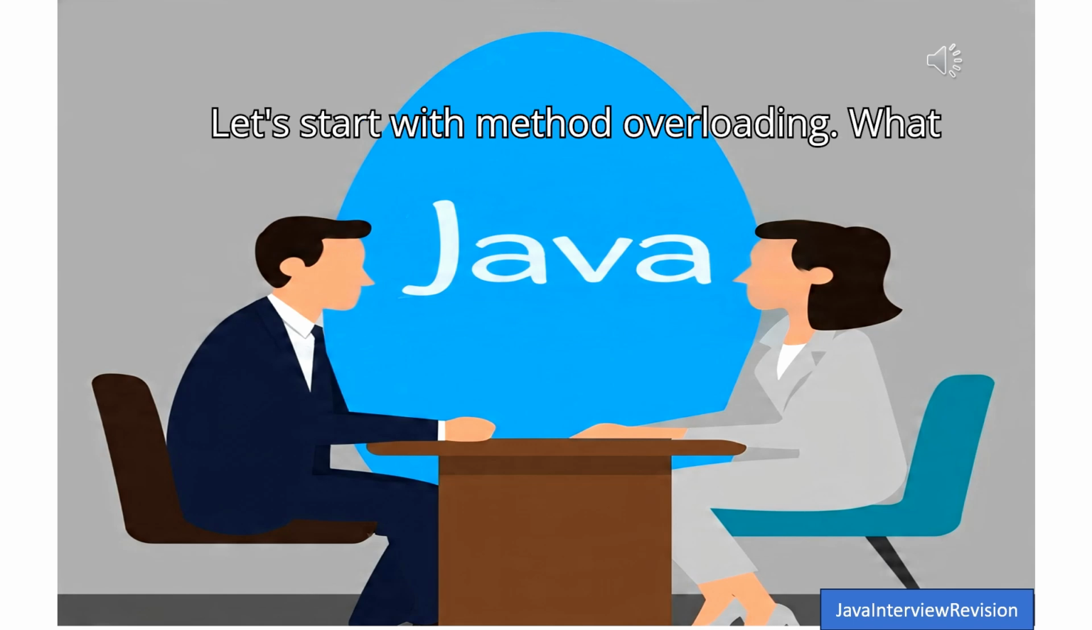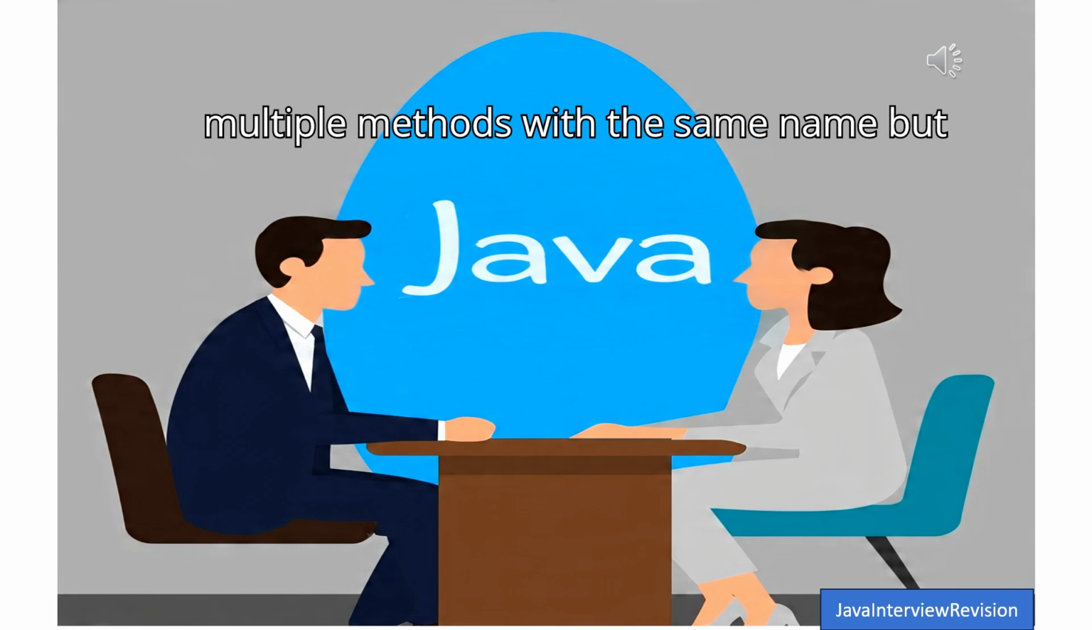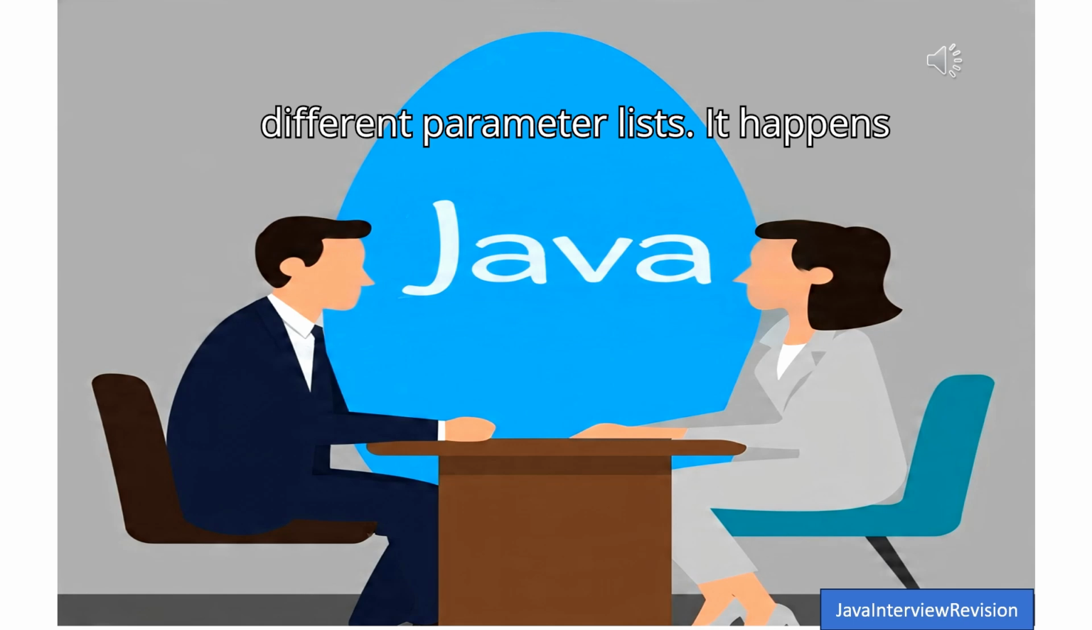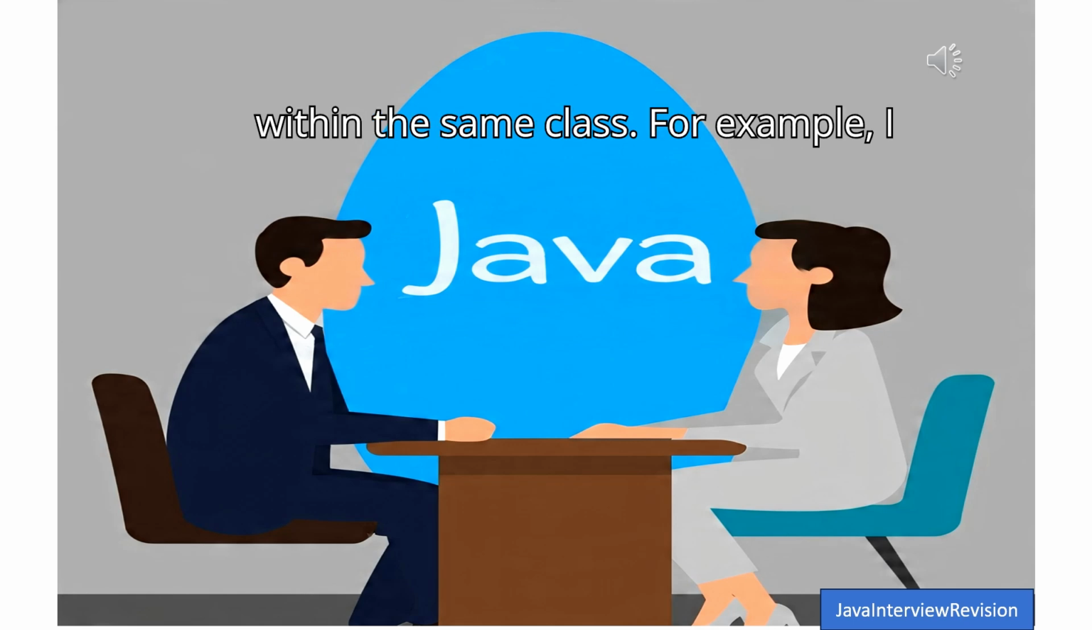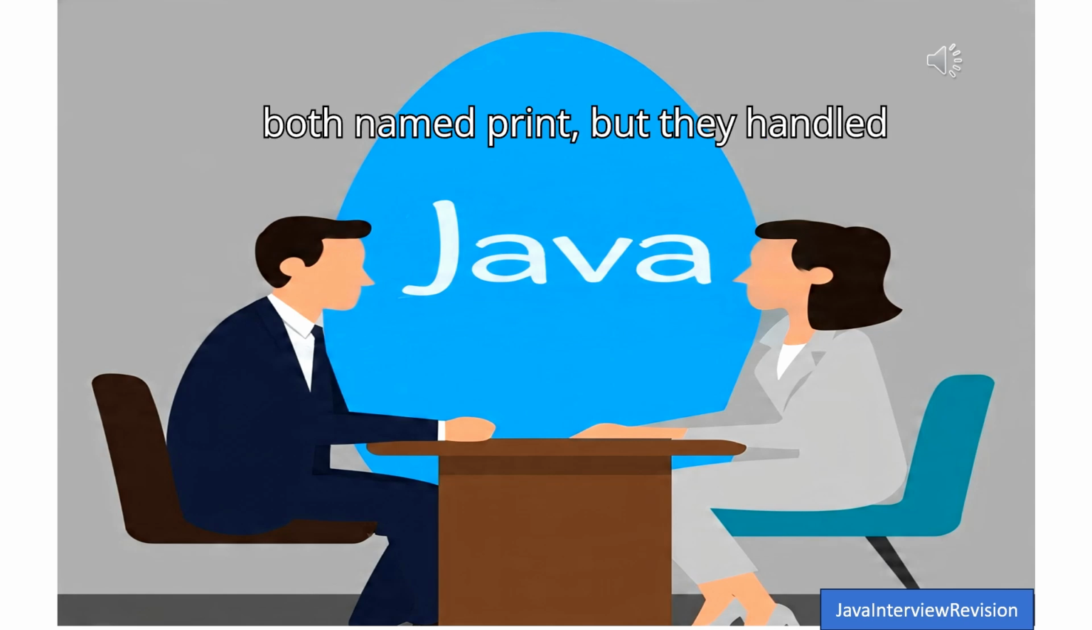Let's start with method overloading. What is it? Method overloading means defining multiple methods with the same name but different parameter lists. It happens within the same class. For example, I might have print string and print int, both named print, but they handle different types.